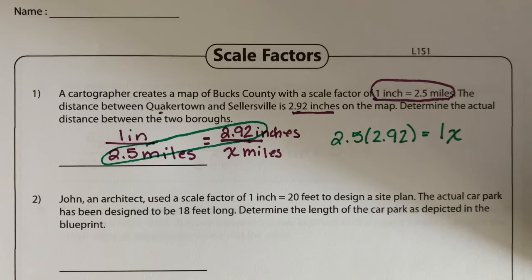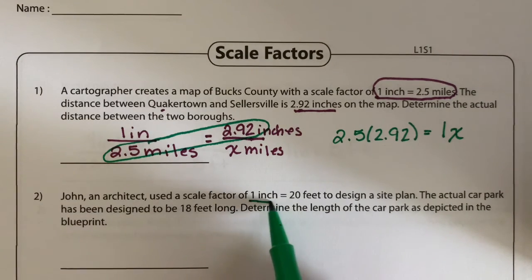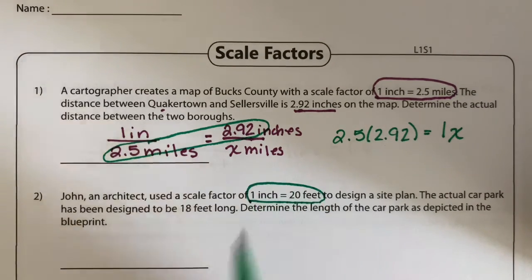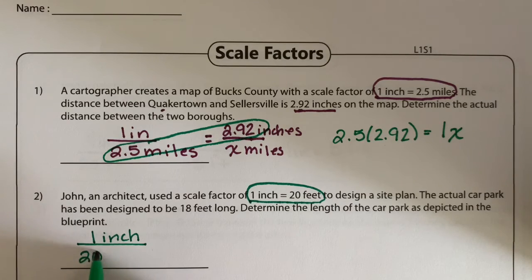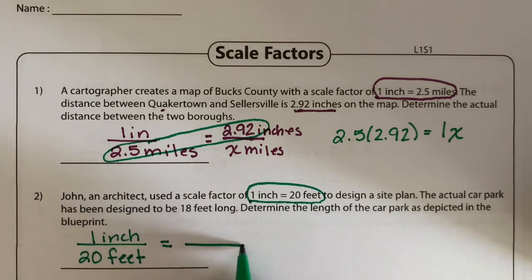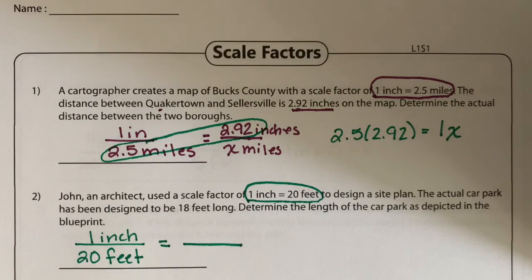Like I mentioned, you really want to figure out what that scale factor is going to be. For example, in the next problem right here, it's 1 feet to 20 inch. Before I even finish writing it down, I'm going to say 1 inch to 20 feet, and I'm going to write that down before I write my other ratio for my proportion.